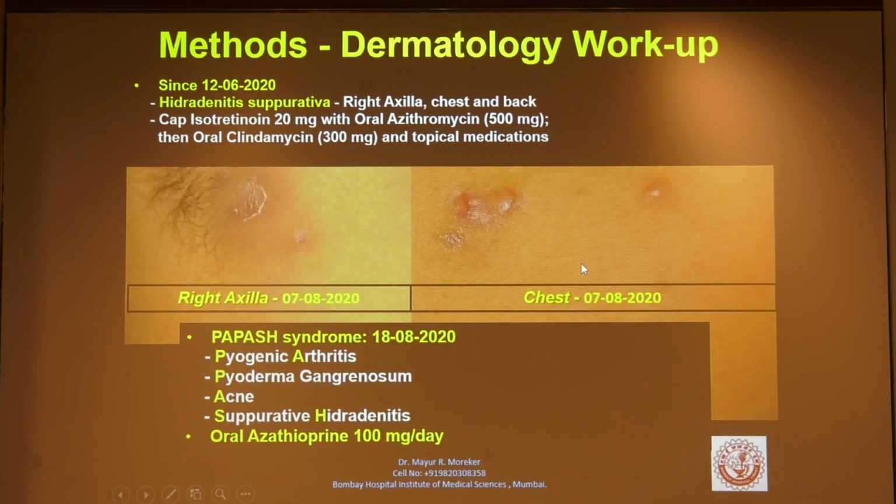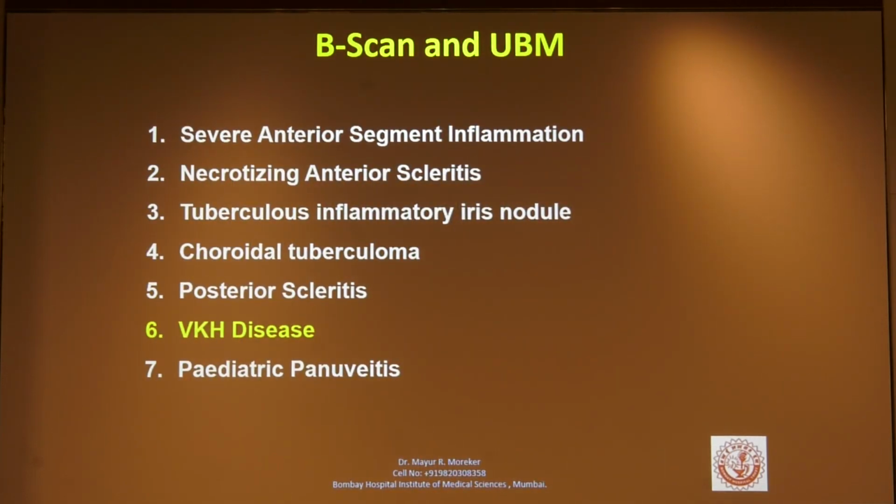This patient further had a dermatology workup because he had these lesions which were present on the axilla and the chest, and ultimately we came to a diagnosis of this syndrome which is called PAPASH, which includes pyogenic arthritis, pyoderma gangrenosum, acne, and suppurative hidradenitis. This patient has been treated with oral azathioprine and has been on treatment since then and is doing well.